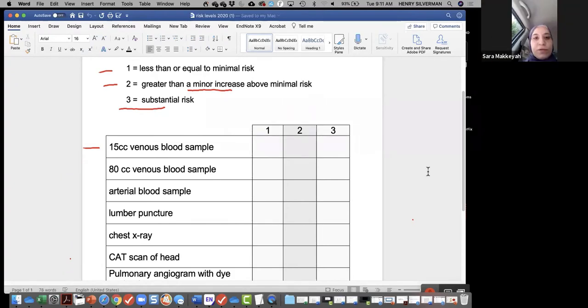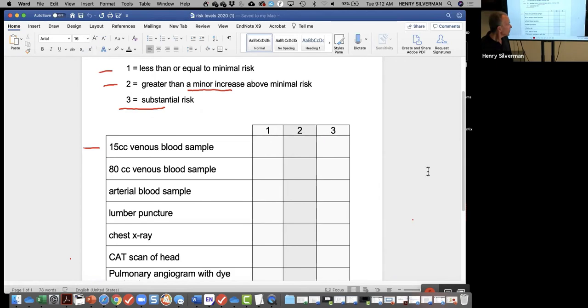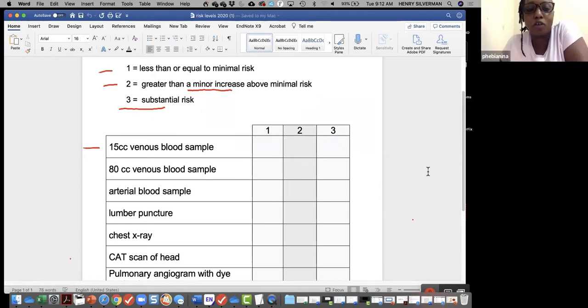Sorry, I cannot find the annotation tool on the phone. I would put it 1. Normally, it should be 5 cc venous blood sample. What I think with the 15 cc can be a substantial risk from clinical perspective.